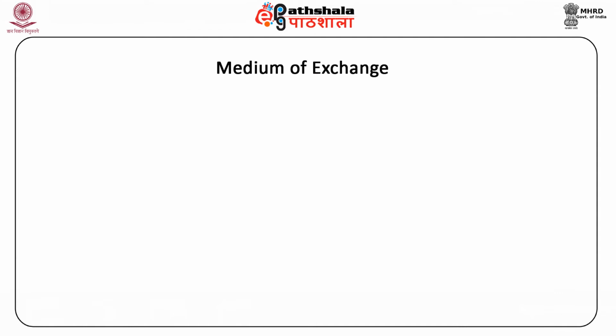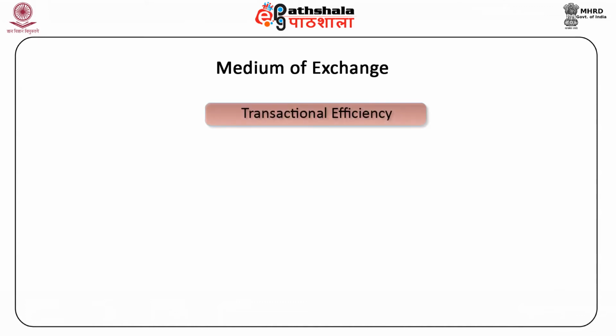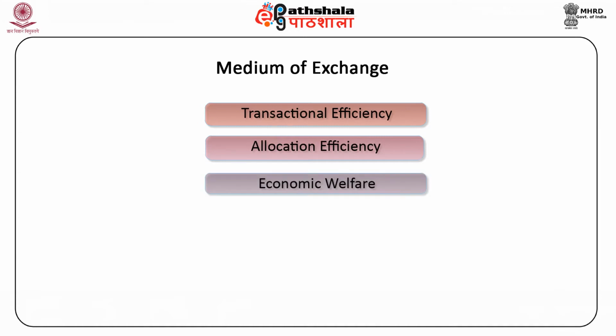Let us now analyze money as a medium of exchange. People save time and energy to buy according to their preferences, leading to transactional efficiency. They get the best bargain or terms in trade, leading to allocational efficiency. They can buy whatever they want, giving them options, thus promoting economic welfare.